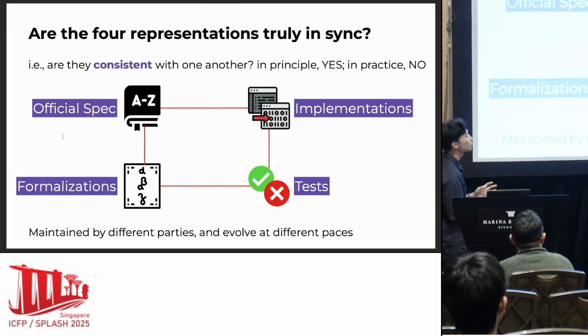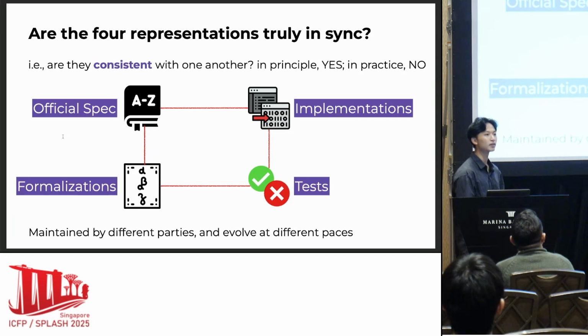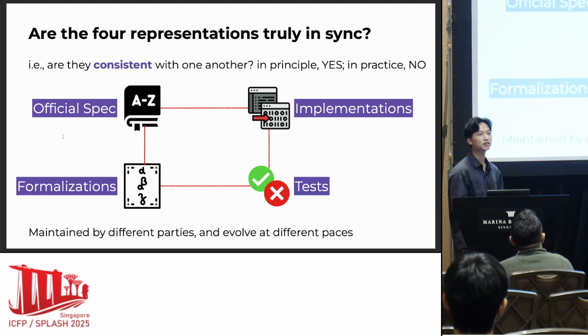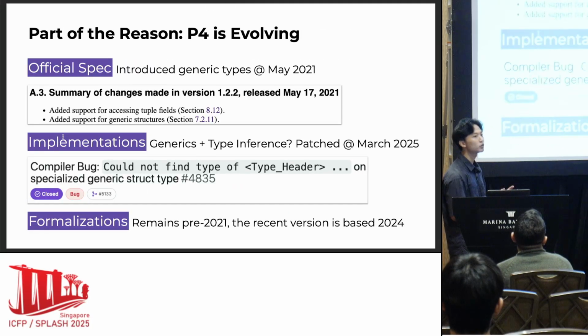The presence of multiple representations invites the question: are the four representations truly in sync? In other words, are they consistent in defining the syntax and semantics of P4? Of course, in principle, they should be. However, in practice, they are not. The main reason is that the four representations are maintained by different parties, and they evolve at different paces. And what contributes more to this inconsistency problem is that the language itself is evolving.